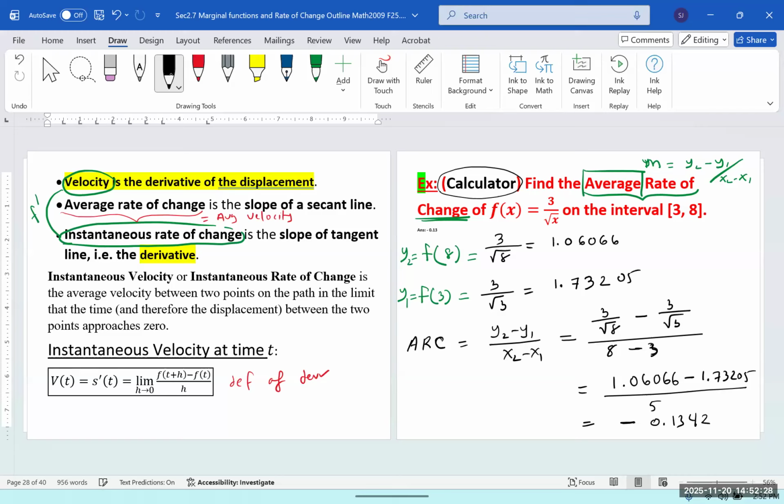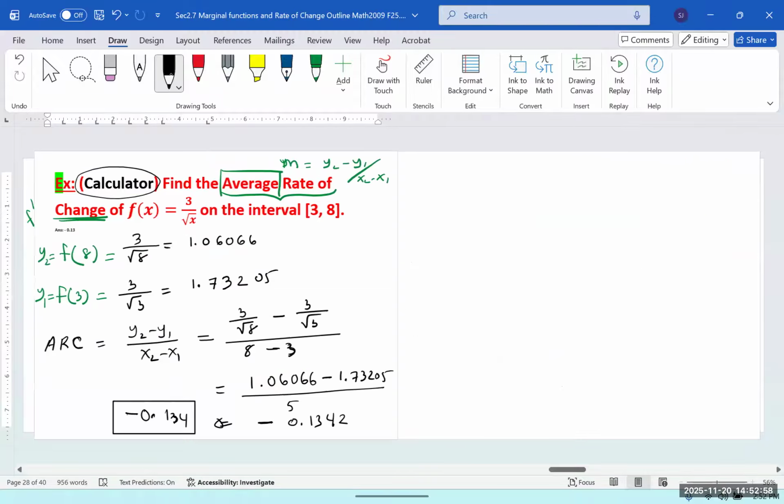Okay. So most likely they will ask you to take 2 or 3 places. So it will be negative 0.134. So if you have a calculator, then you use decimal. If you don't have a calculator, the number they're going to give you will be smaller, something that is doable without calculator.